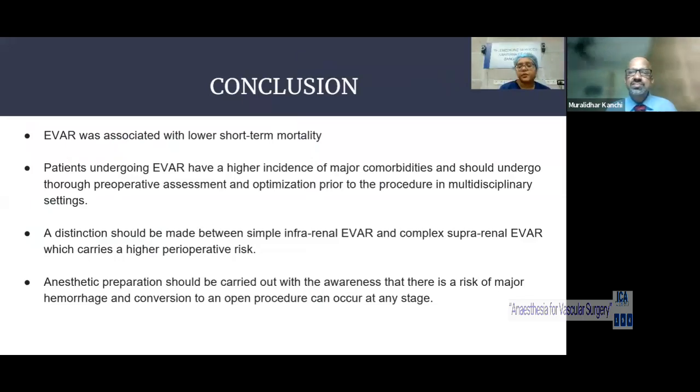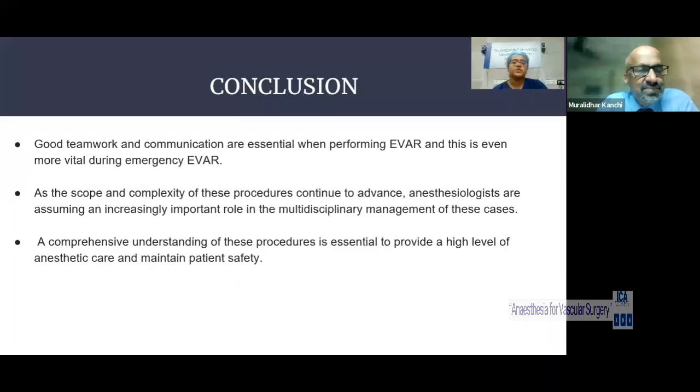A distinction should be made between a simple infrarenal endovascular repair and a complex suprarenal repair, which carries a higher postoperative risk. Anesthesia preparation should be carried out with awareness that there is a risk of major hemorrhage and conversion to open procedure. Good teamwork and communication is essential for performing endovascular repair. This is even more vital during an emergency. The scope and complexity of these procedures continue to advance, and anesthesiologists are assuming an increasingly important role in multidisciplinary management of these cases. Thank you.